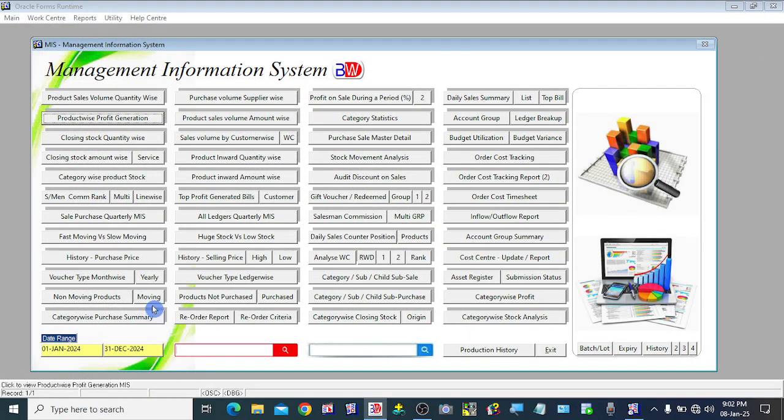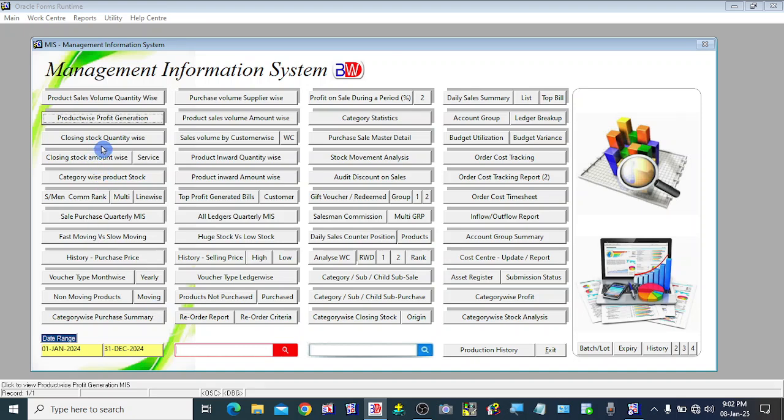Another report relates to the inventory. I want to know, at the moment, the quantity-wise closing stock information. It means in my inventory, which product has more stock in our store. I want to know the list of all the inventories based on the closing stock quantity.